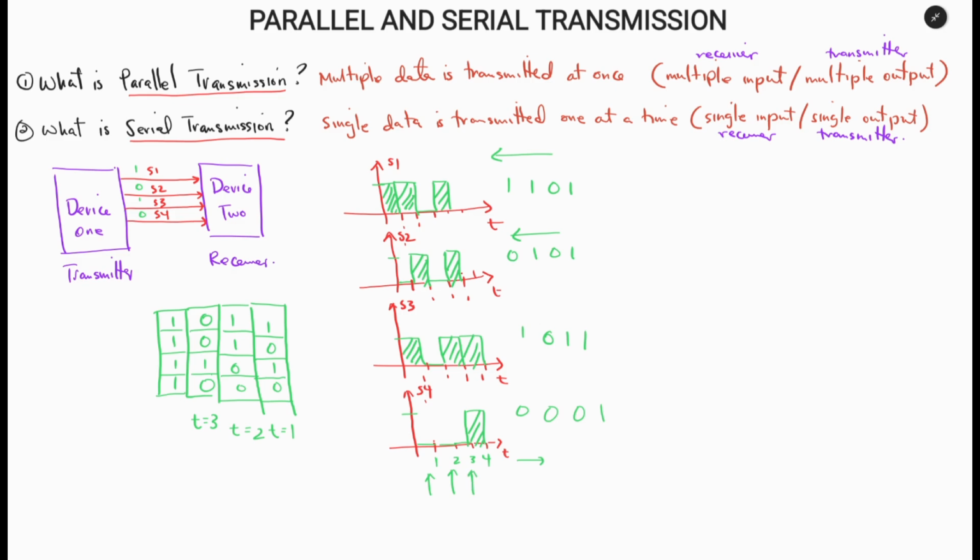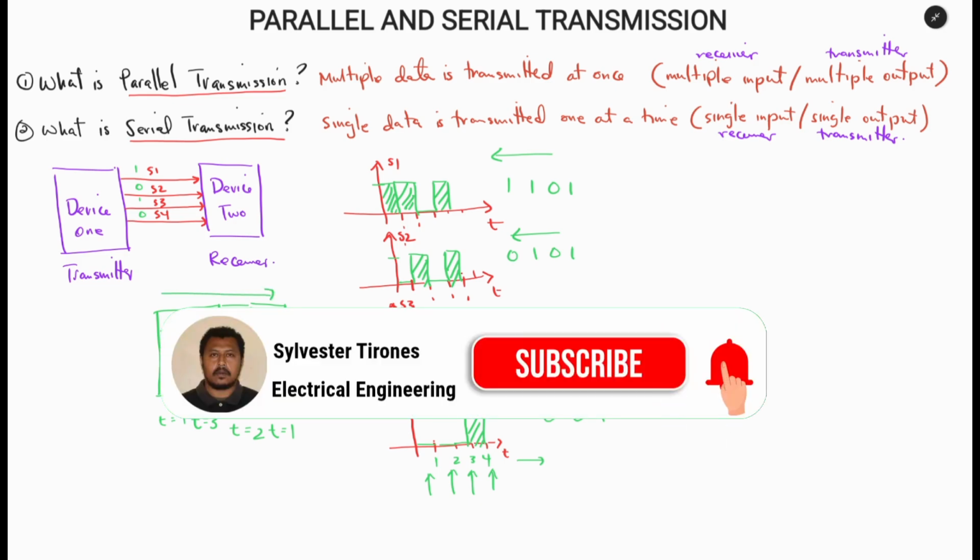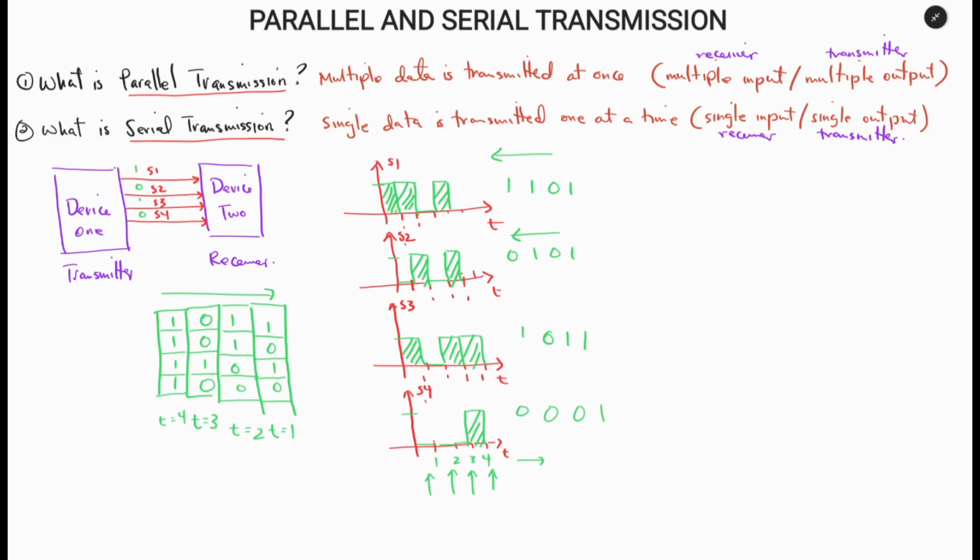And same as for data 3 at the interval t equals 3, and data 4 at the interval t equals 4 seconds. You can see that this represents the flow of data, and from the graph, it is in the backwards direction. When time equals 1, 2, 3, and 4, that means those data are available to be transmitted from device 1 to device 2.